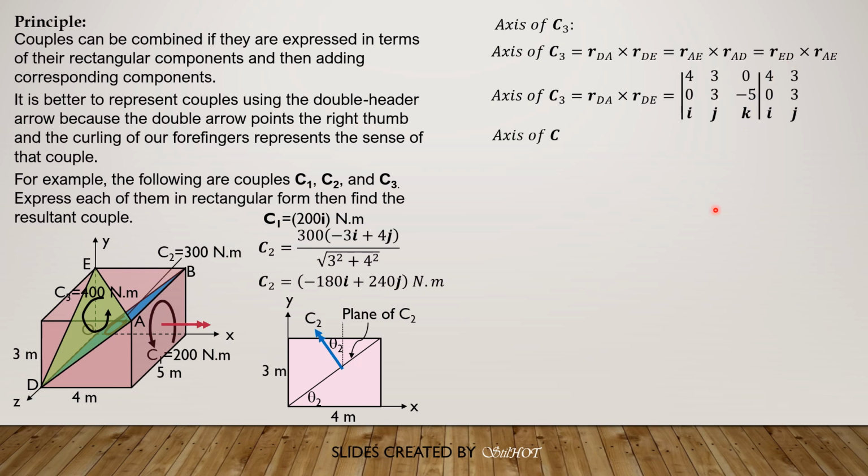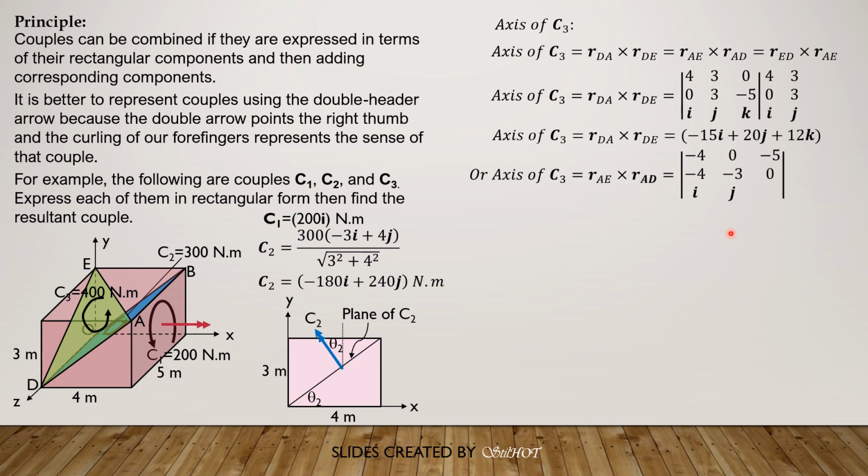So it is negative 15i, then plus 20j, then plus 12k. Therefore, we can now express couple 3 as 400 times the unit vector of this result, so it is equal to 400 times negative 15i plus 20j plus 12k over its magnitude. This is another derivation of the axis of couple 3.